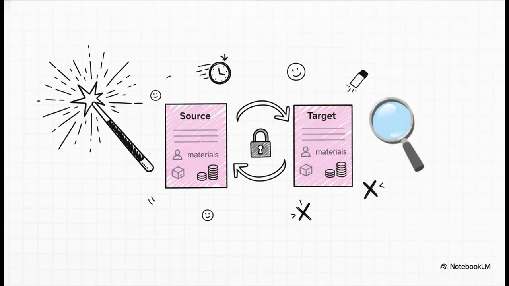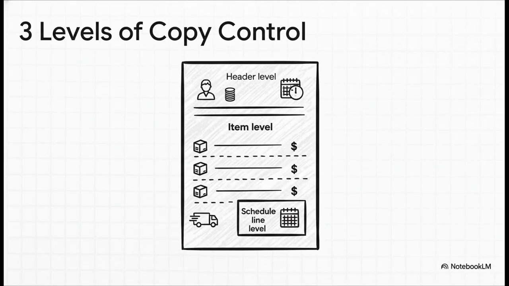But why is this such a big deal? Well, it's all about data integrity. It prevents typos, it saves a massive amount of time, and it makes sure you have one consistent story from quote to invoice. And get this, it's not just some big on or off switch. You can fine-tune exactly what gets copied at 3 different levels of a document. This means you have some serious flexibility to control how data flows from, say, a sales order to a bill.